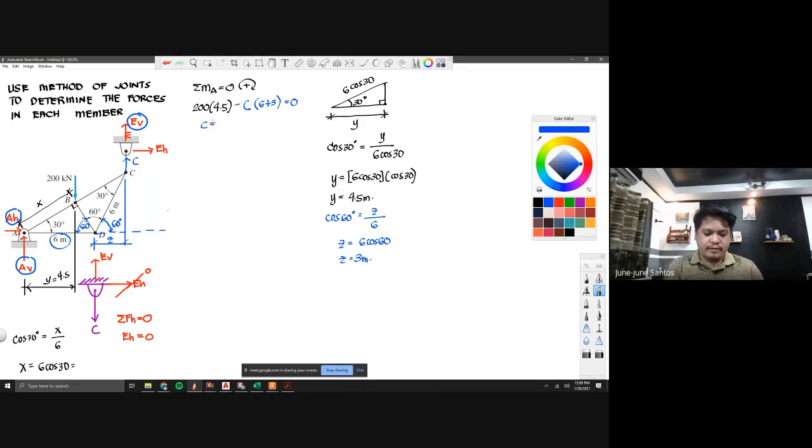So, that's 200 times over 9. So, our C is 100 kilonewton. So, if you have 100 kilonewton there, I can now have summation forces vertical equal to 0, and that is upward. And I have here AV minus 200 plus C of 100 equal to 0. So, you have AV also equals 100 kilonewton.